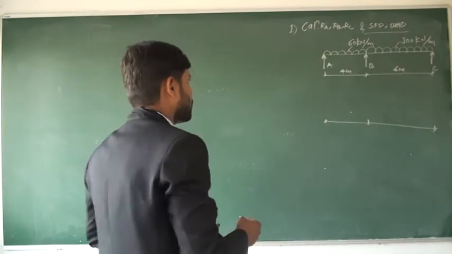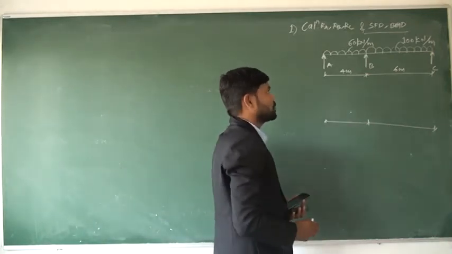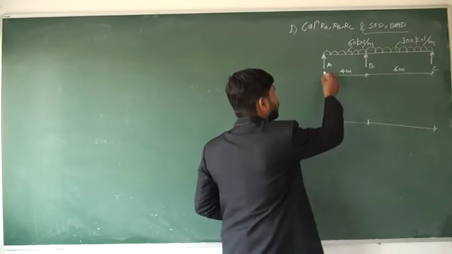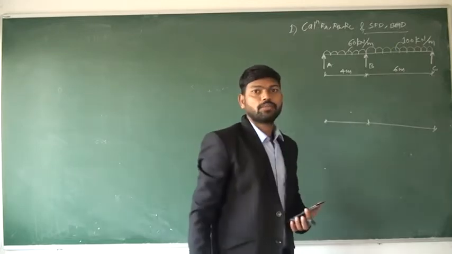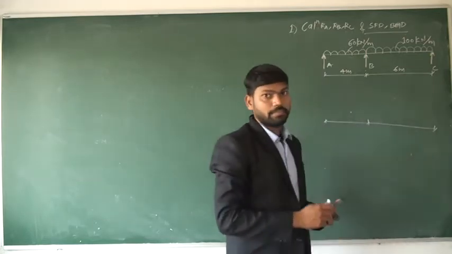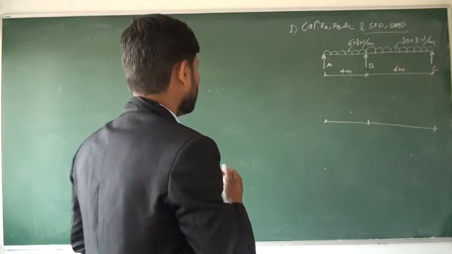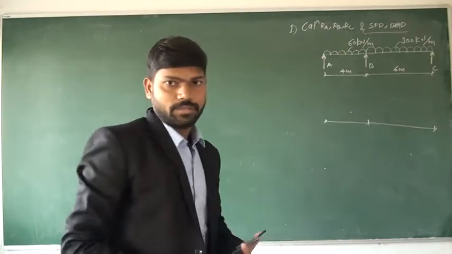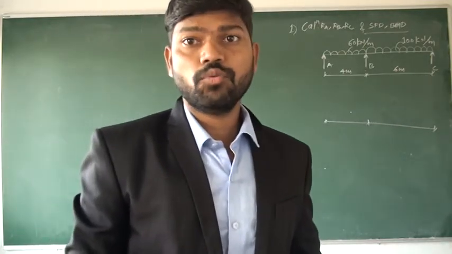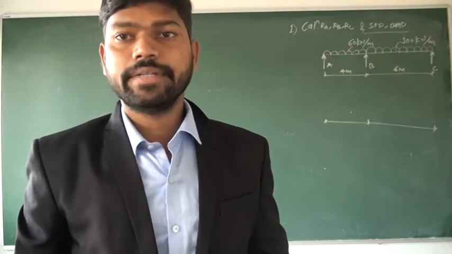So this is the continuous beam which is carrying a UDL. One is of magnitude 60 kN per meter for A to B, and the second is of magnitude 100 kN per meter for B to C. From B to C it is 100 and from A to B it is 60. Now we have to draw SFD and BMD and calculate the reactions.